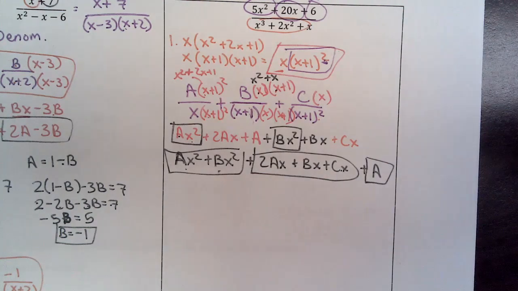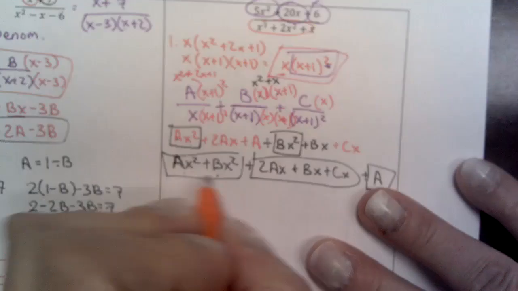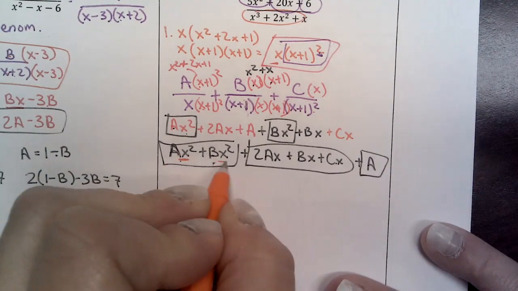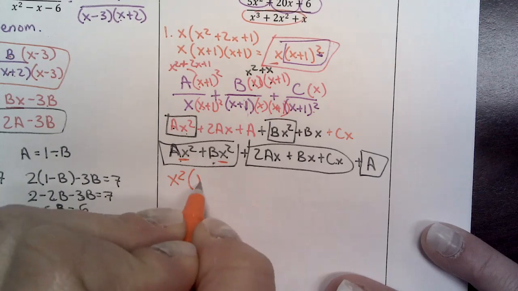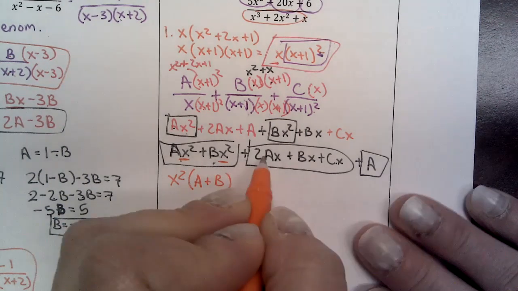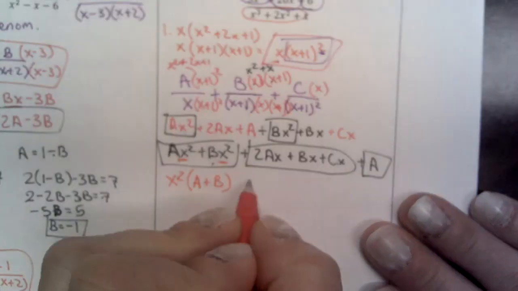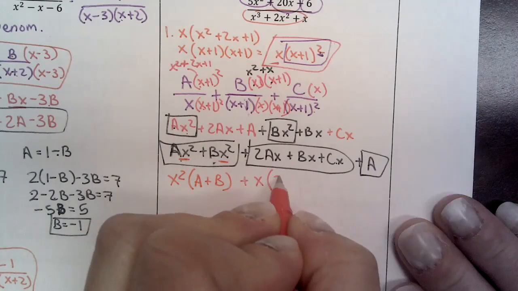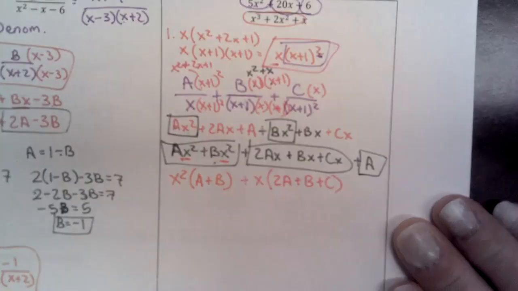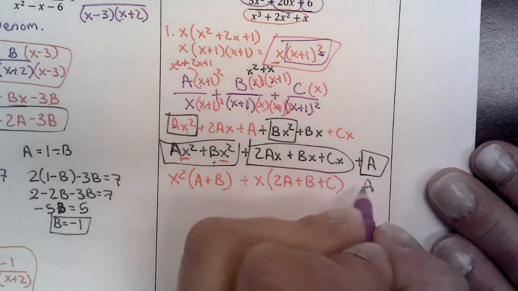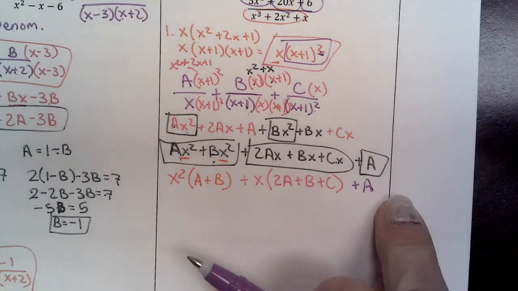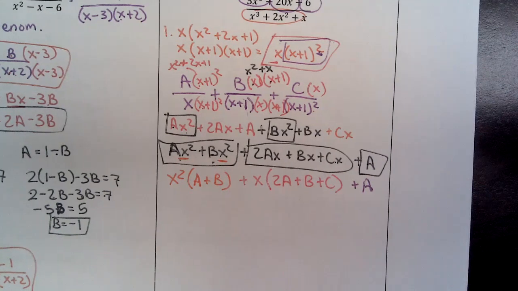Now all I'm doing is factoring something out of this. I'm finding the greatest common factor. So x squared is what these have in common, so that's an a plus b times x squared. This one right here, they all have an x in common, and that leaves me with 2a plus b plus c. And this third one is just the a. Sometimes you'll have more than just an a, sometimes you won't, it depends.